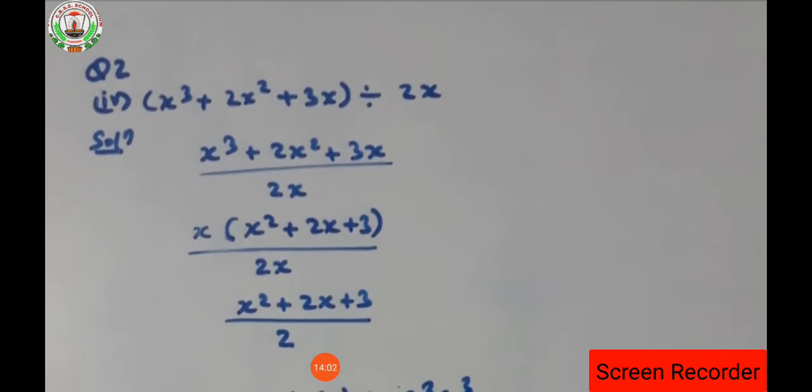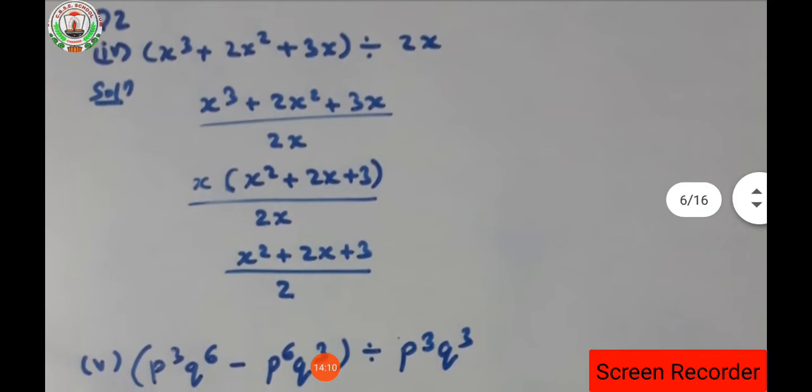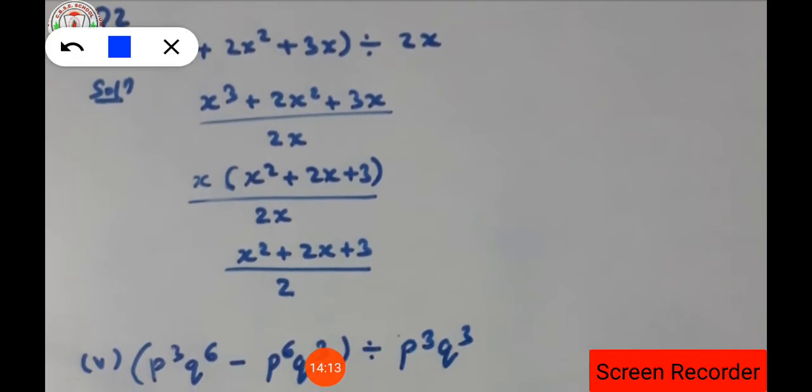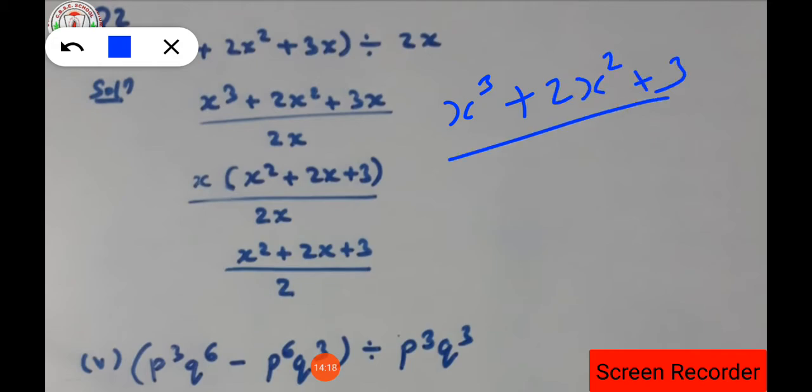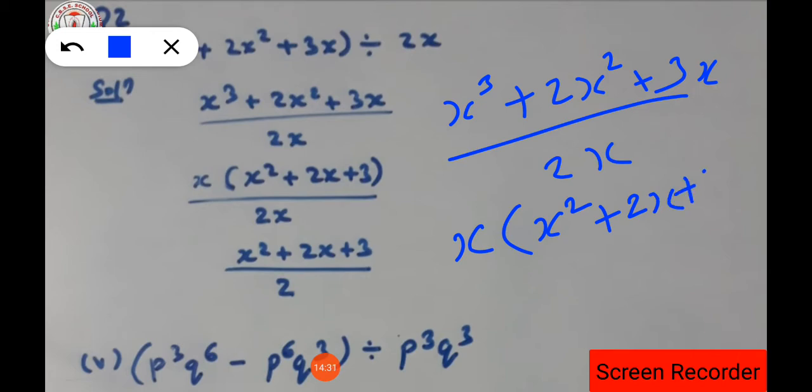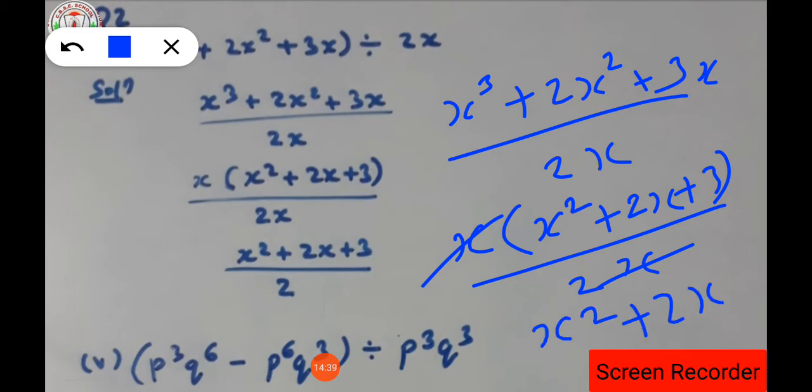Now second question, fourth part. x cube plus 2x square plus 3x divided by 2x. This is the question. Now what we are going to do, since all the terms carry x in them, isn't it? All the terms carry x in them. So we can take x common, so x square plus 2x plus 3 is left out upon 2x. So x and x will get cancelled. What is the required answer? x square plus 2x plus 3.